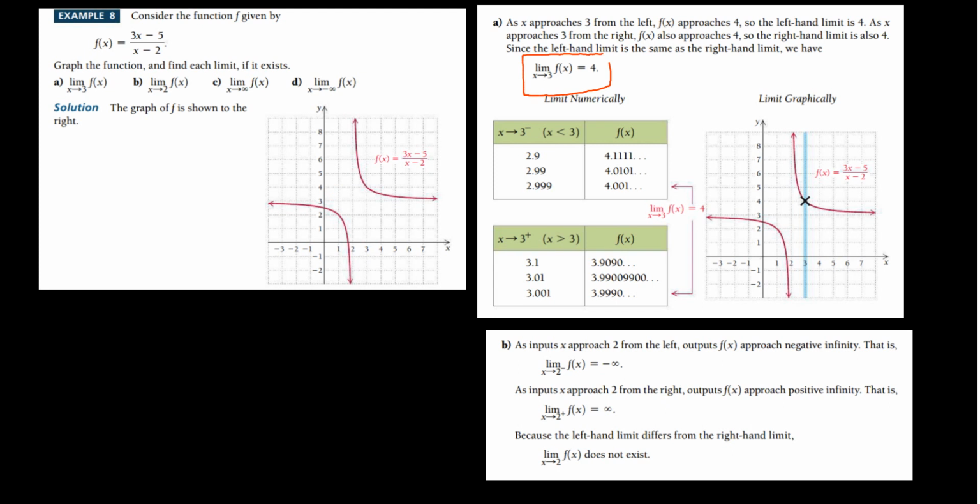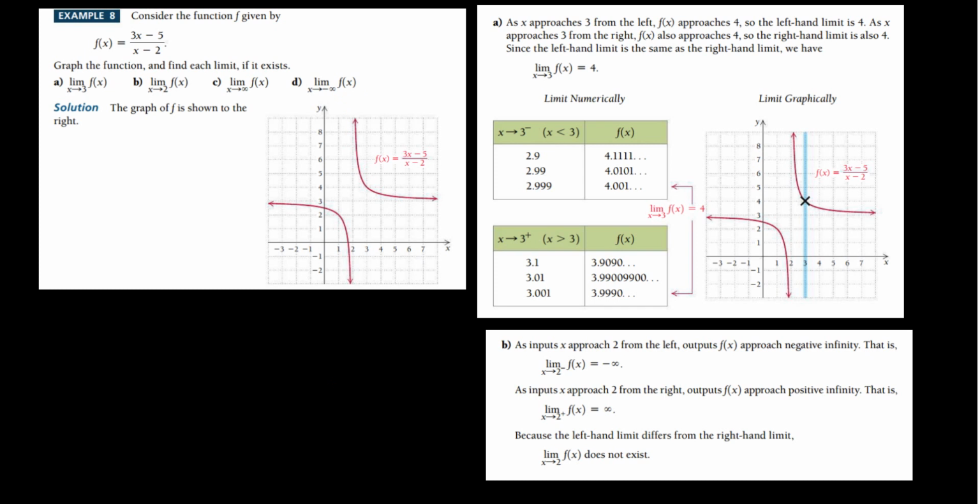Okay? Well, what about the number 2? Well, here's 2. So as we approach 2 from the left side, it looks like we've already done this problem, haven't we? As we approach 2 from the left side, it looks like we go down to negative infinity. And as we approach 2 from the right side, it looks like we approach positive infinity. So since we are approaching negative infinity from the left and positive infinity from the right, then we obviously do not have a limit because the two limits are not the same.